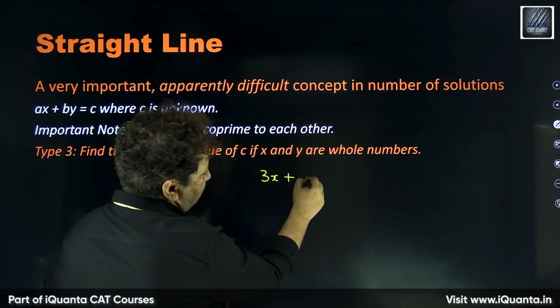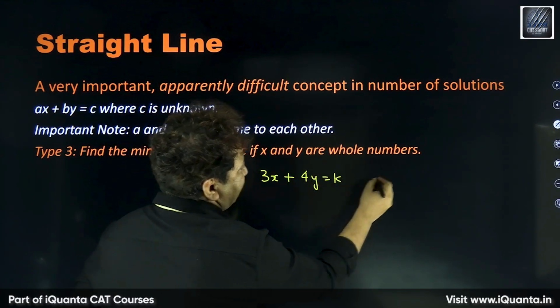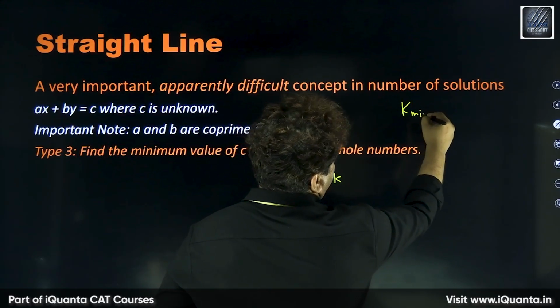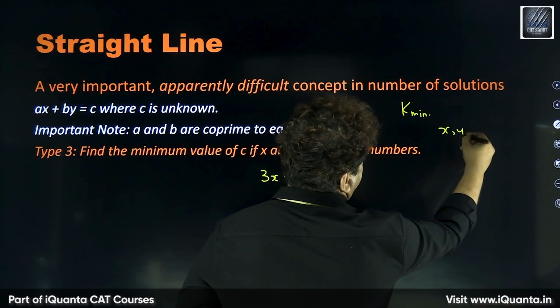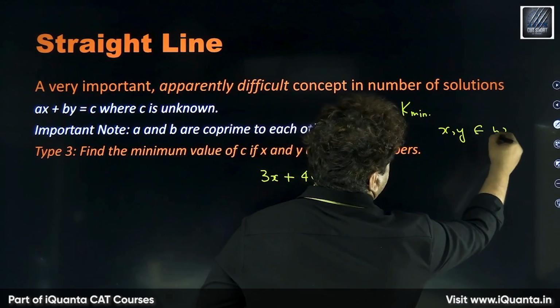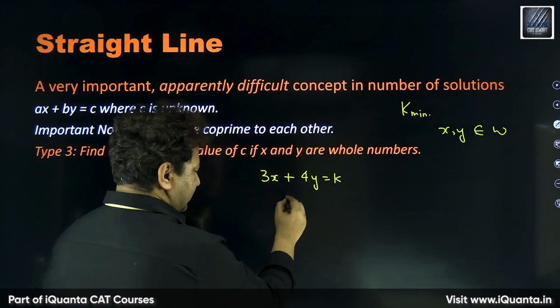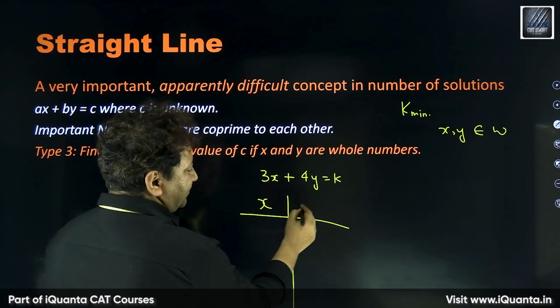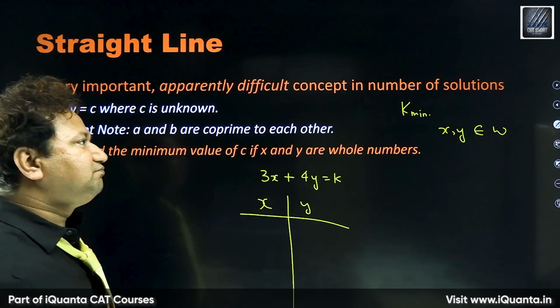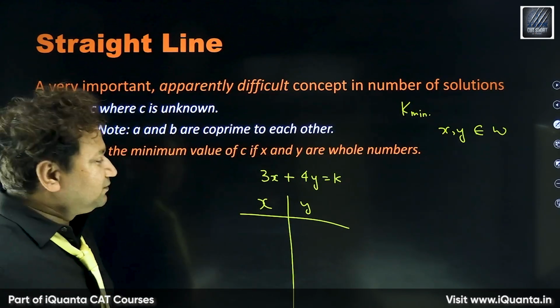3x plus 4y is equal to k. Find the minimum value of k if x and y belong to whole numbers. I think you guessed it right. What is the minimum whole number? It's 0. I'll start with 0.